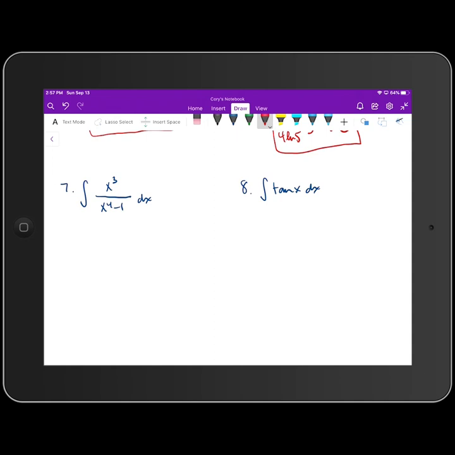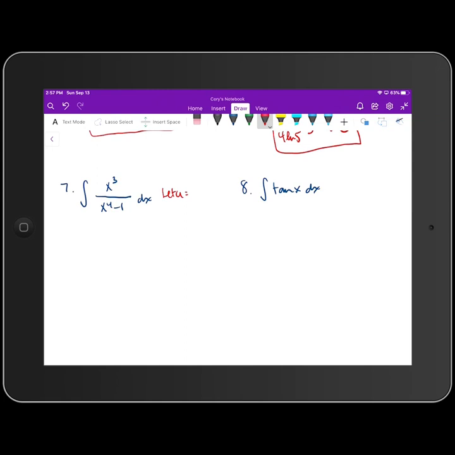So for number 7, we have the integral of x cubed divided by x to the 4th power minus 1. When we look at this, we don't have a composite function in this quotient. We just have the quotient of two functions. And there's nothing that we can do algebraically to put it into a form where we can integrate using just standard integrating techniques. So the only other tool we have at our disposal is u-substitution.